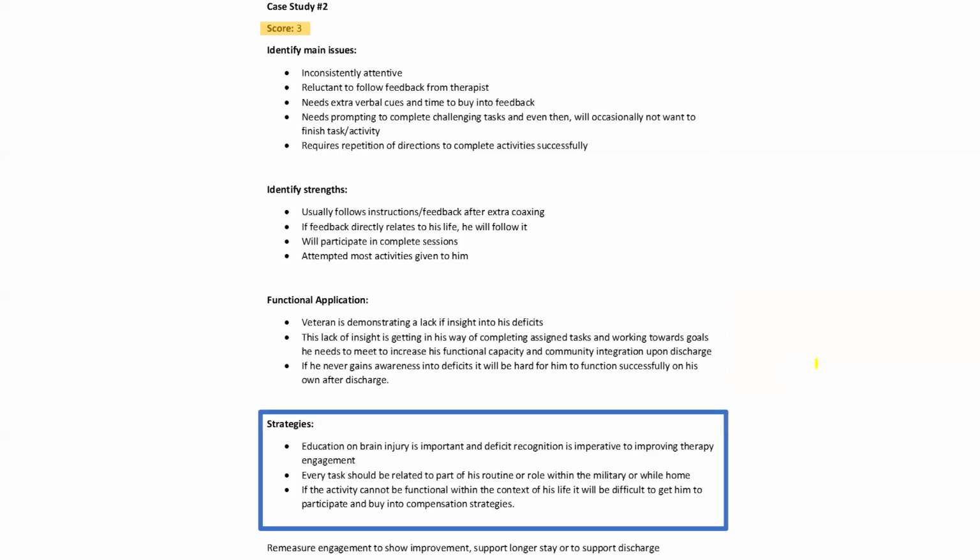So strategies that can be used on this gentleman: right now it just seems that he needs education on brain injury and deficit recognition. And that is imperative to improving therapy engagement, because if he doesn't perceive he has a problem, he is not going to want to be told what to do, probably. And you guys all have experience with that, I'm sure.